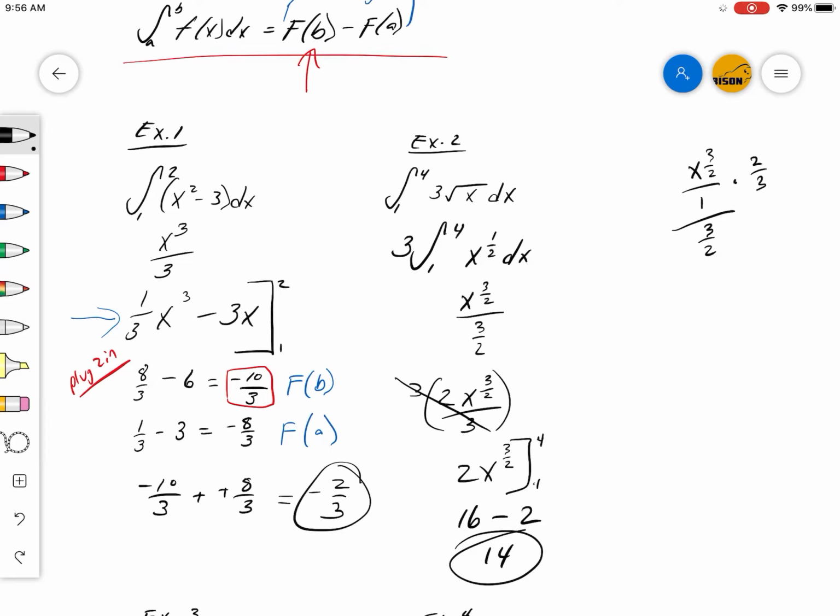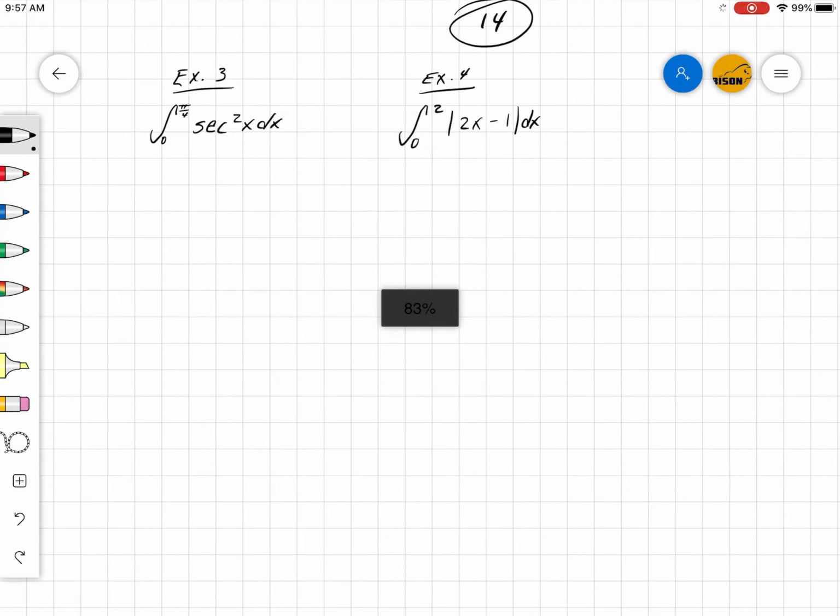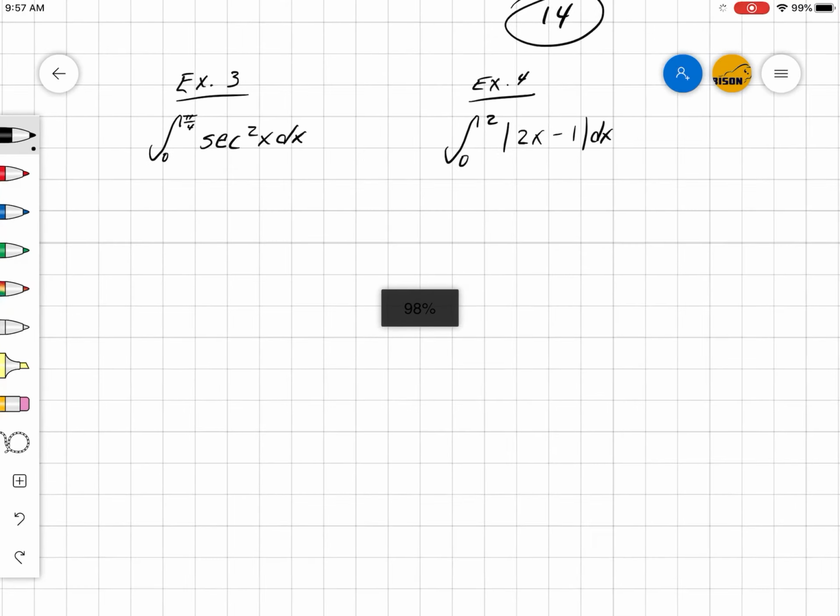All right, so let me highlight that process one more time. We took the integral. The reason I canceled the 3 is because I had it hanging out front, had to multiply it back in. So then the integral really was just 2x to the 3/2. I plugged in 4, got that number. Plugged in 1, got that number, and subtracted them. So 16 minus 2 is 14. Let's move down here and take a look at a trig one.